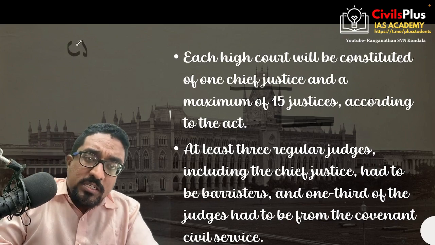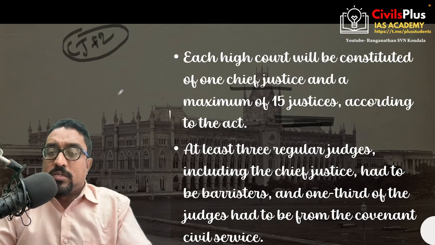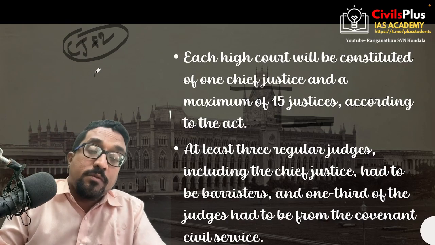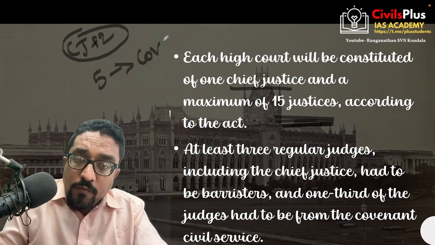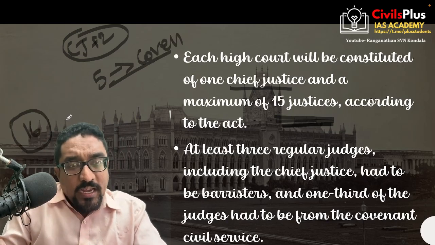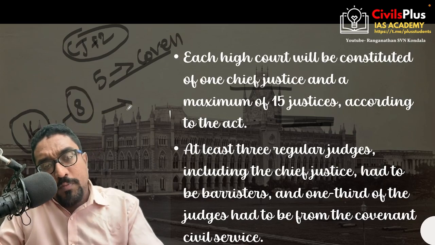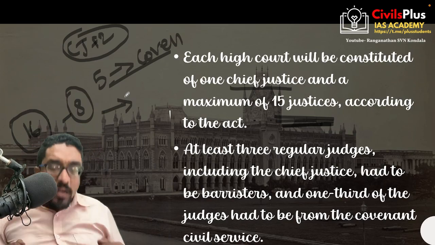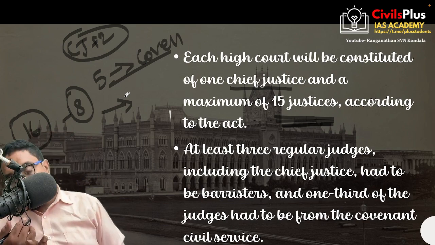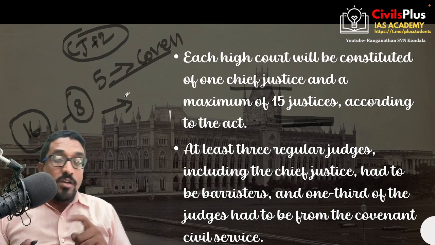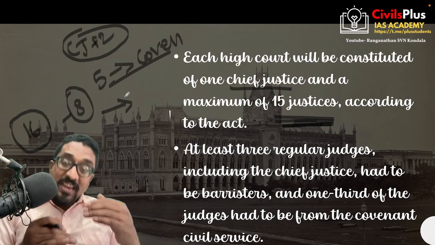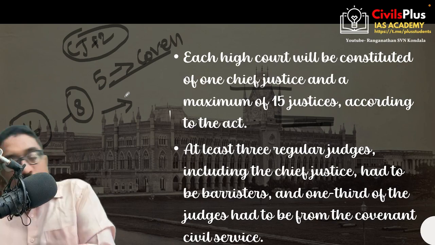So, the chief justice plus two people had to be barristers. Plus, 1/3 of them must have been from the Covenanted Civil Service, which is 5 members. Of the 16, 8 people were to be from the sort of government model. The remaining 8 could be regular judges. So, one barrister, the chief justice, 2 regular barristers, and 5 Covenanted Civil Service members make 8 people. So, of the 16, 8 were to be from the sort of government supported, and 8 were to be regular judges.